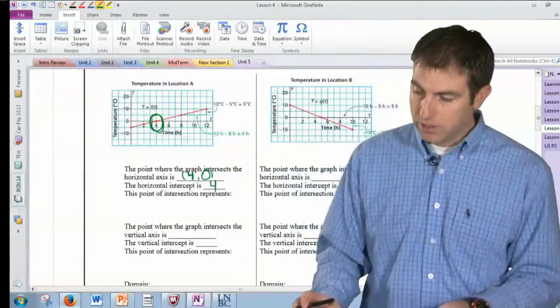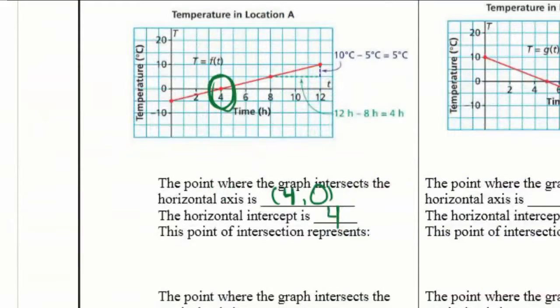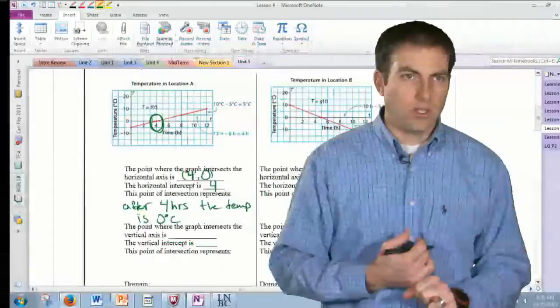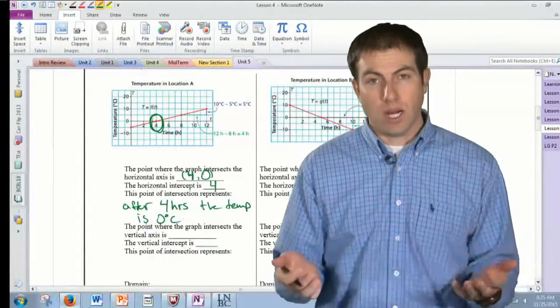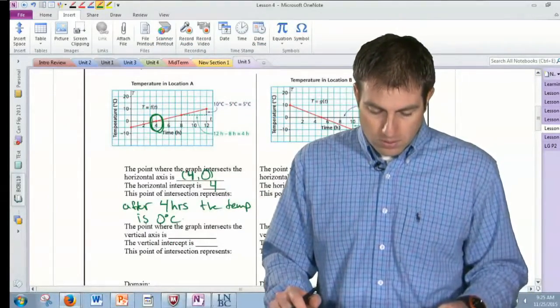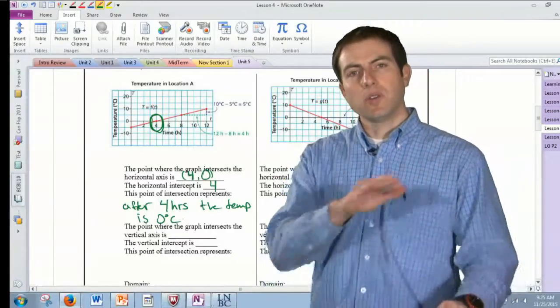So the point of intersection represents, I'm going to be really specific here, after 4 hours the temp is 0 degrees Celsius. So the time at that horizontal point is 4 hours, the temperature is 0. There we go. So I was talking about the horizontal axis.